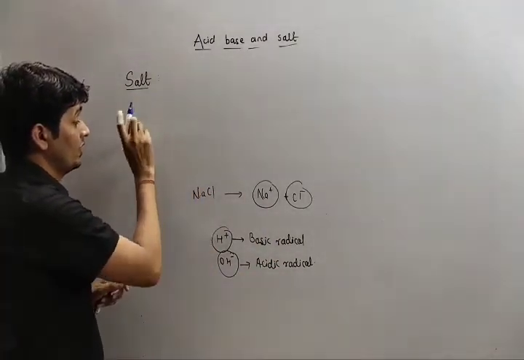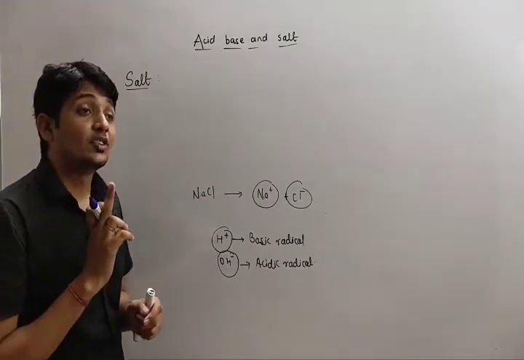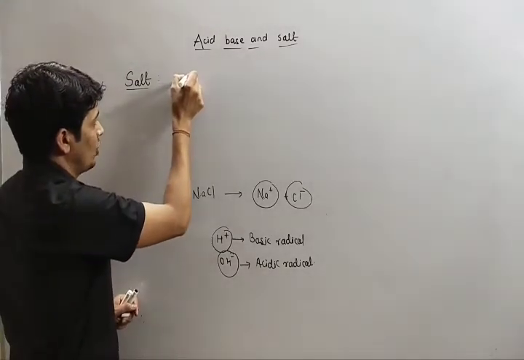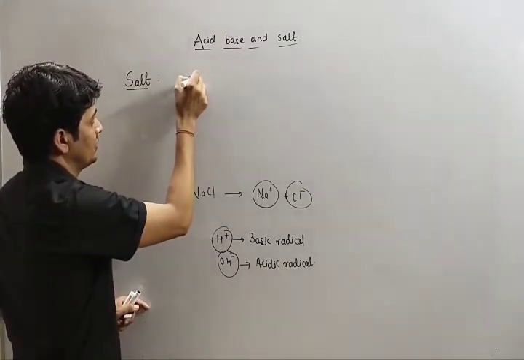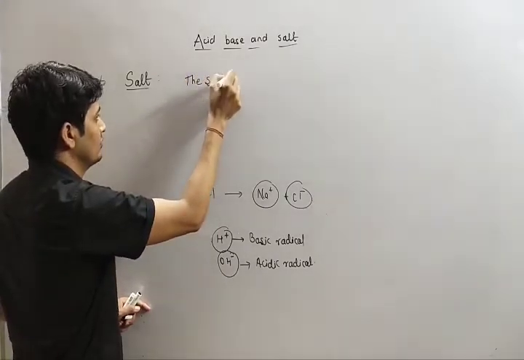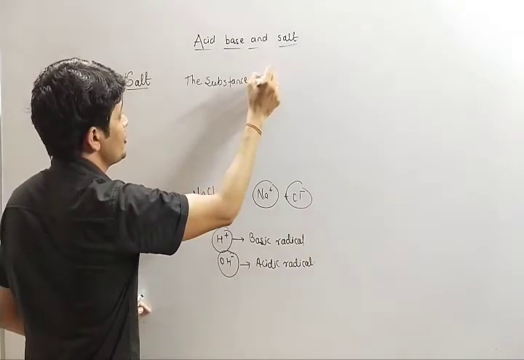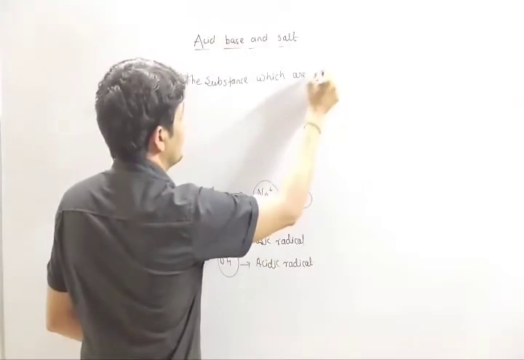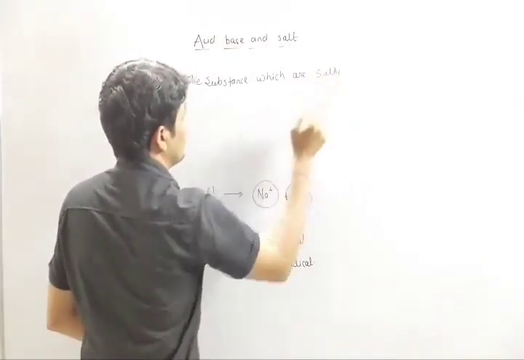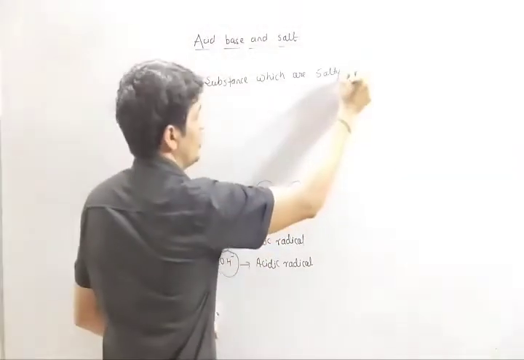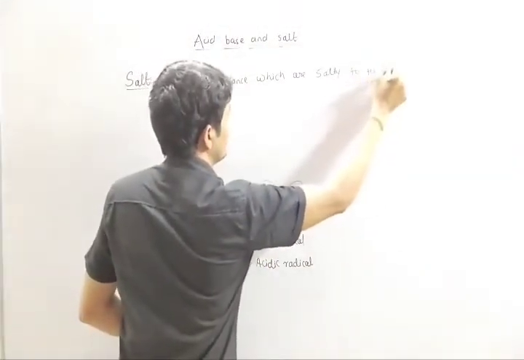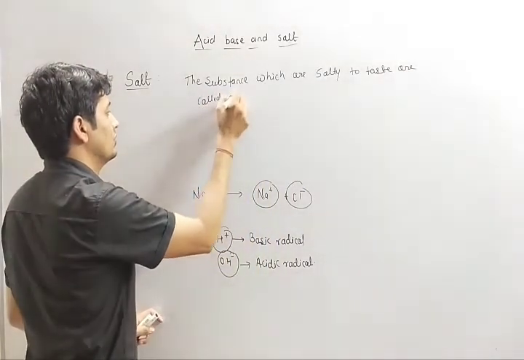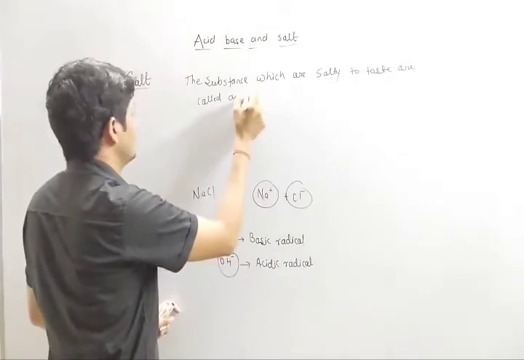Okay, so what are salts? First, salts are salty in taste. How does salt taste? It is salty. So we have to write: salts are the substances which are salty, salty means namkeen, to taste, are called salt.